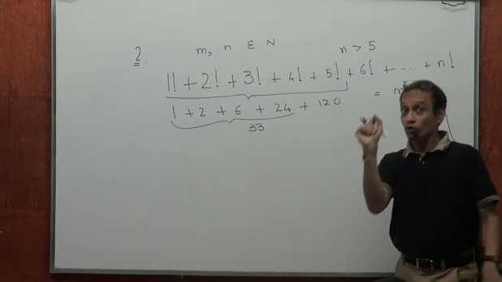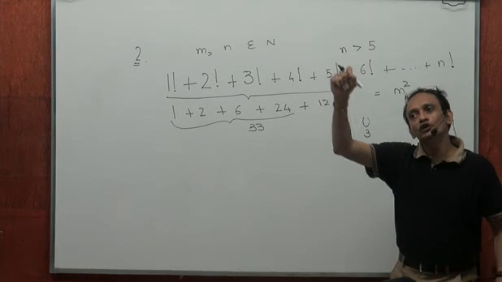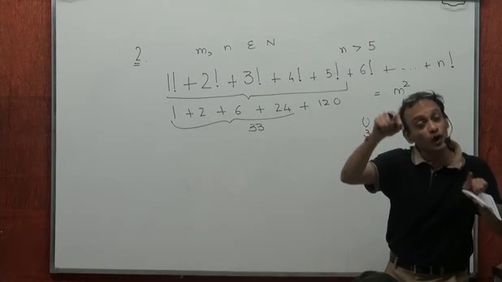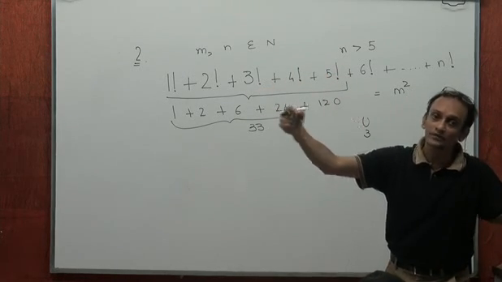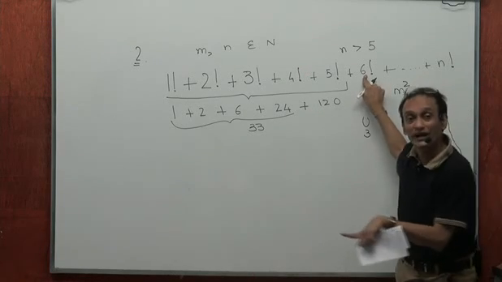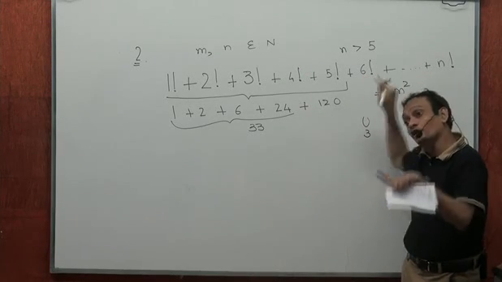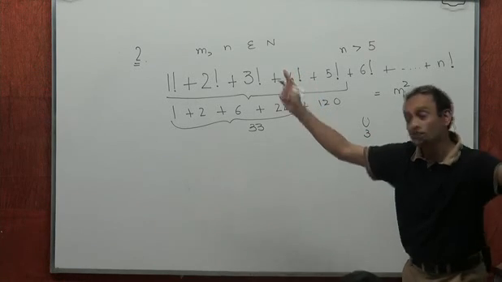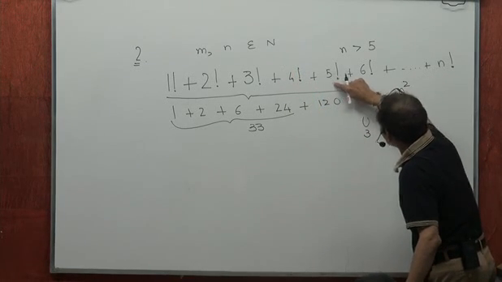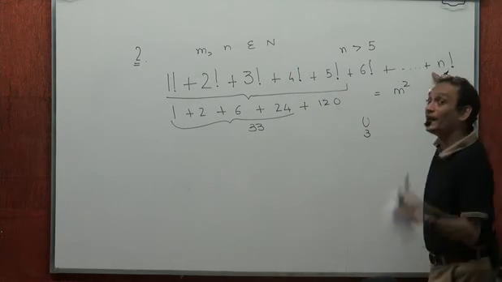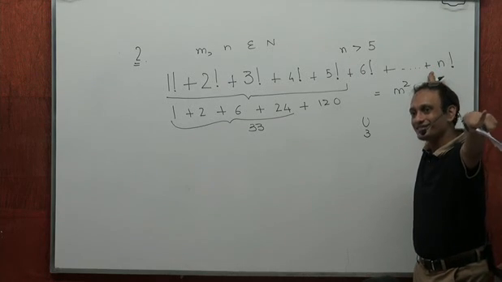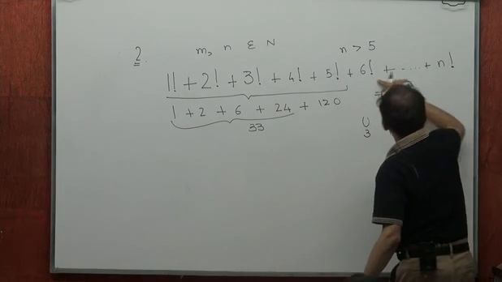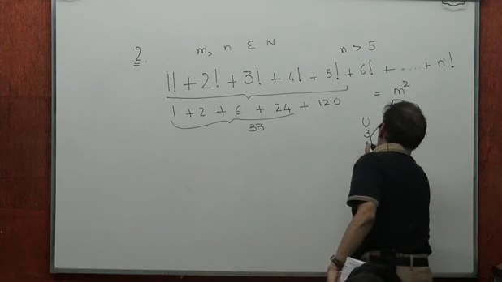6 factorial, 1 into 2, into 3, into 4, into 5, into 6. There is a 2 appearing, there is a 5 appearing, right? So this must also end in 0. 7 factorial also will end in 0. 8 factorial will also end in 0. Yes or no? That means all factorials from 5 factorial onwards will end in zeros. Are you there with me? So everything from 5 factorial onwards will have a units place 0.